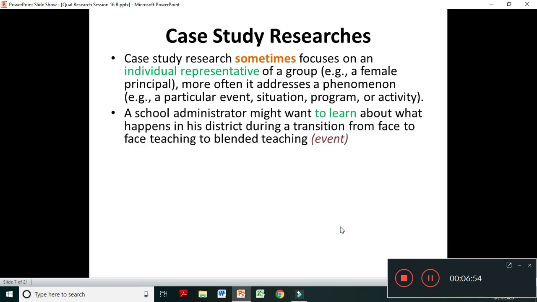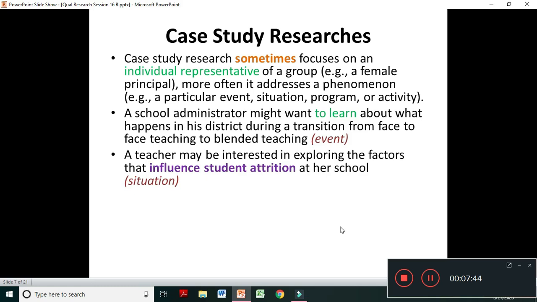For example, a school administrator might want to understand what happens in his district during a transition from face-to-face teaching mode to blended teaching mode. So the person may be interested in understanding the event of transition. So it is not a study of a person or group of persons, rather the study of a transition, of an event. We need to be very clear that case study is not always a study of a person or group of persons. It is a study of events, activities, situations or programs.